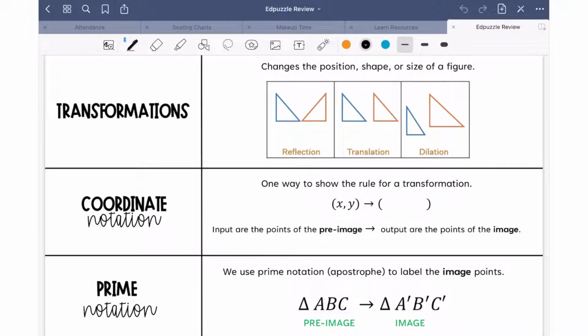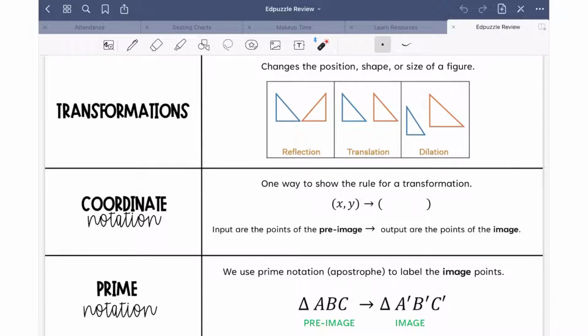Let's review what transformations are. We just got back from Thanksgiving, so let's go over all the vocab and all the good stuff we learned. So transformations are a change that is happening that changes the position, shape, or size of a figure. The three that we focused very heavily on were reflections, translations, and dilations.